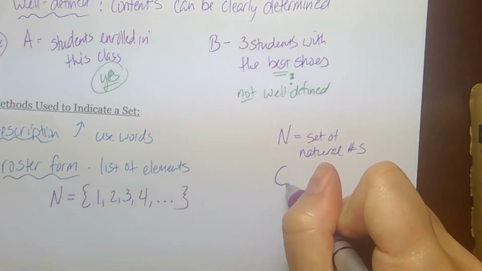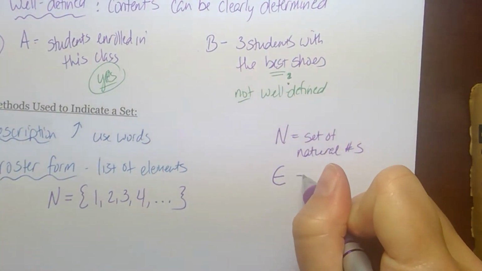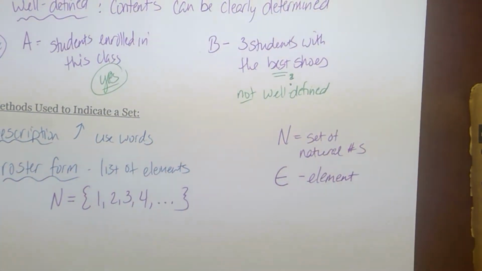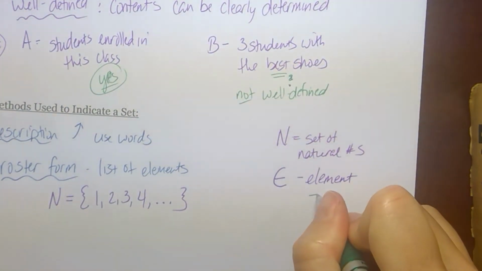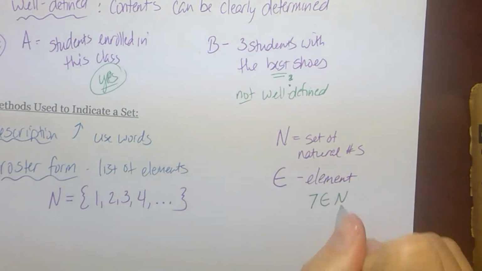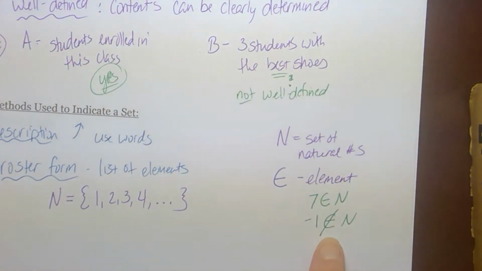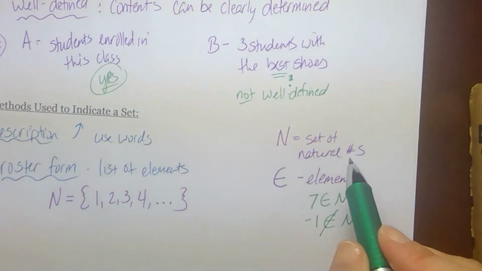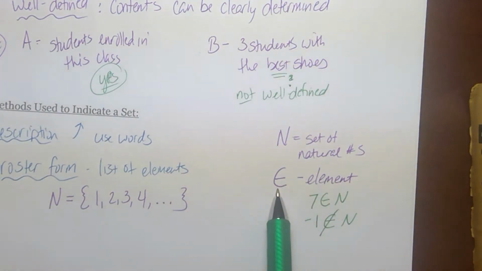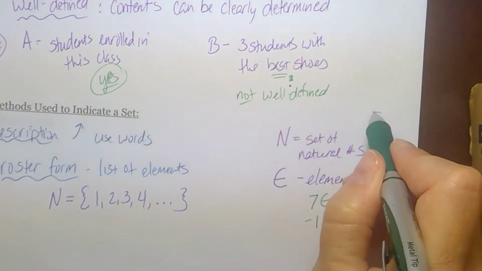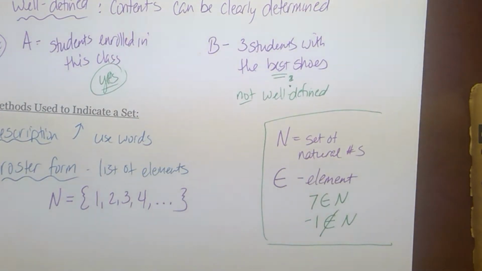If I have this curved E, that symbol means element. So for example, I could say that 7 is an element of the natural numbers, and I could say that -1 is not an element of the natural numbers. You see how I just put that slash through. So these are two different ways to use N as my set of natural numbers and that symbol for elements. That's just kind of an aside, some notation that you need to use set theory.